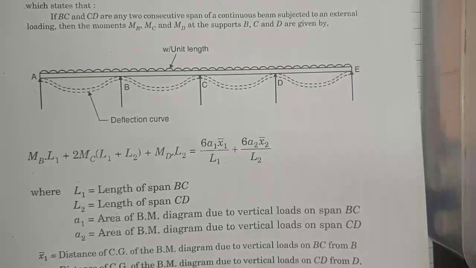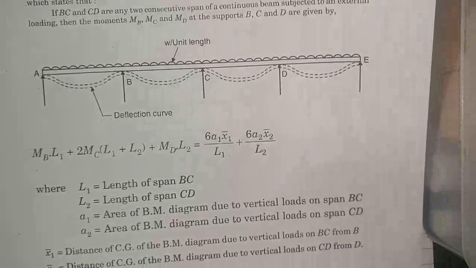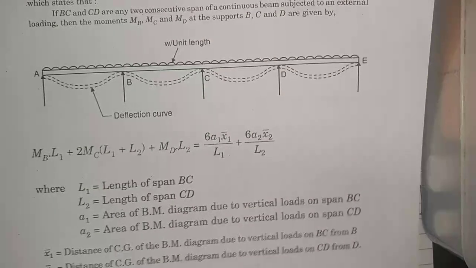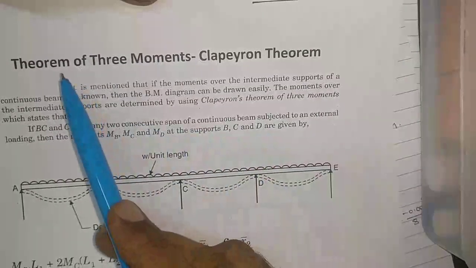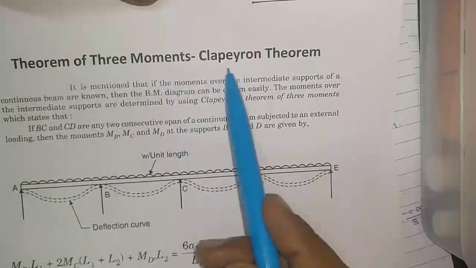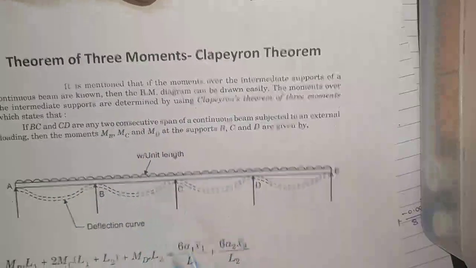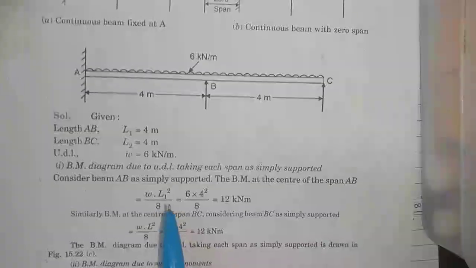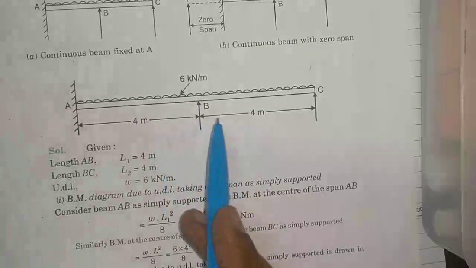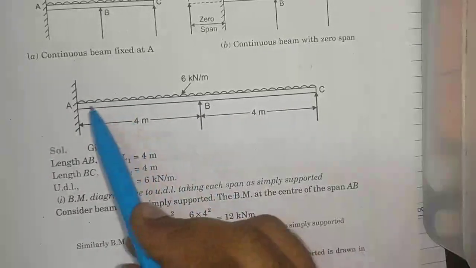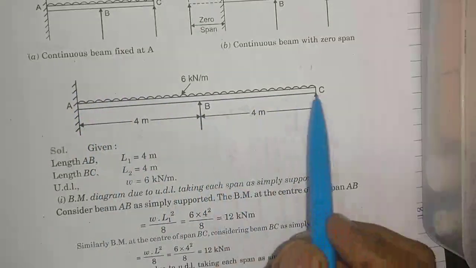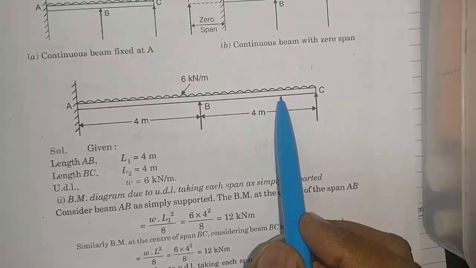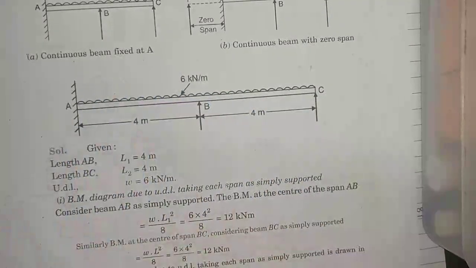Coming to the third unit problem, what is given in the question paper is that you have to use the theorem of three moments, that is Clapeyron theorem, to find out the moments. And the problem is of this type. We are given a continuous beam, one end is fixed, the other one is simply supported.